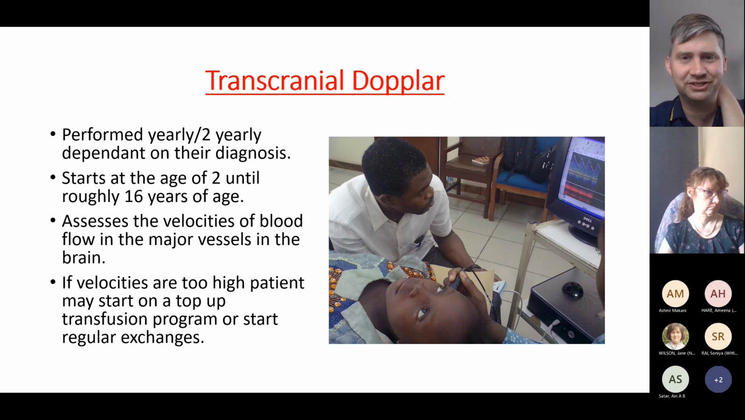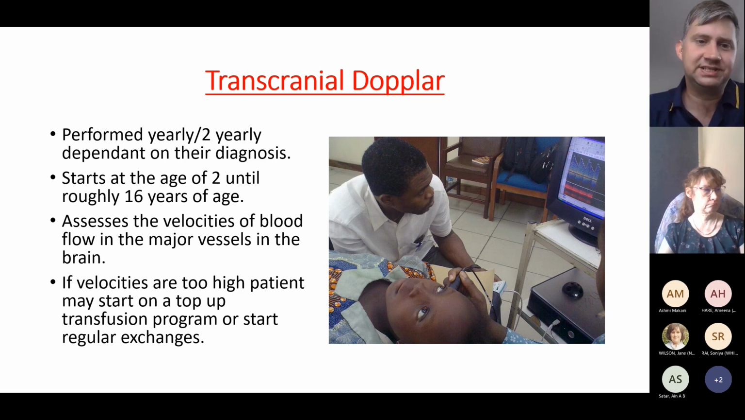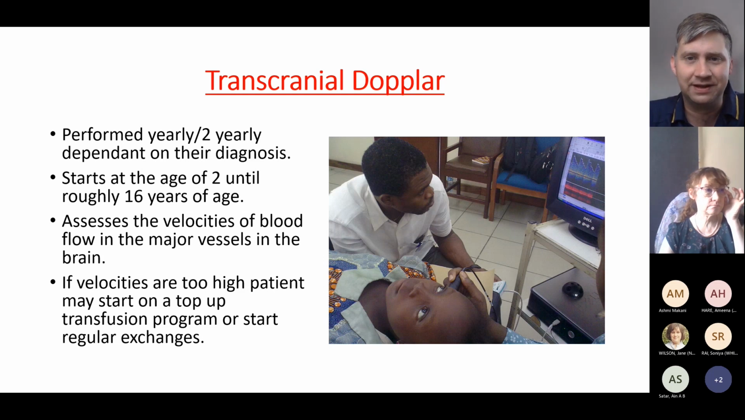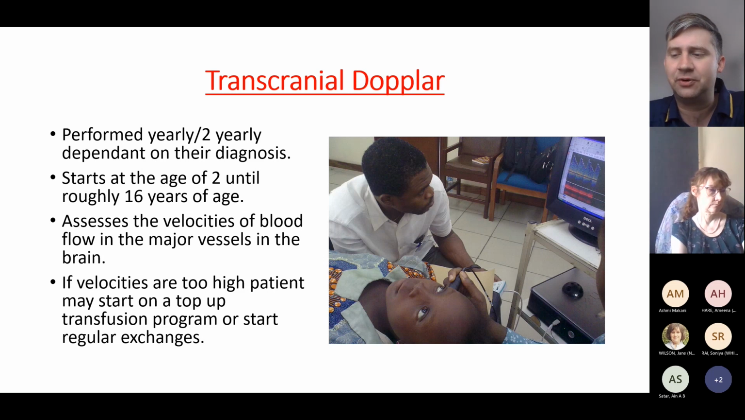After 16, it's quite hard to penetrate the skull to get to the vessels that we need to check. The whole idea of it is to check the velocities of the blood flow in the major vessels in the brain. If the blood velocities are too high, then we're worried that there's an increased risk of stroke and other things happening. So we need to think, do we need to do anything different with the management plan to help prevent the risk of stroke? Some of our patients go on to top-up transfusions, so regular top-up transfusions.